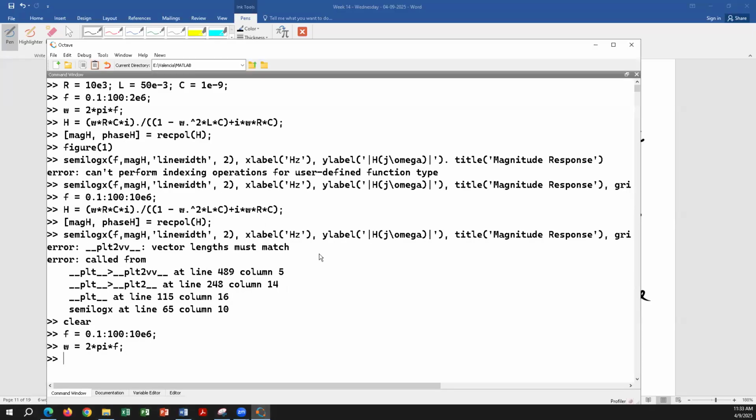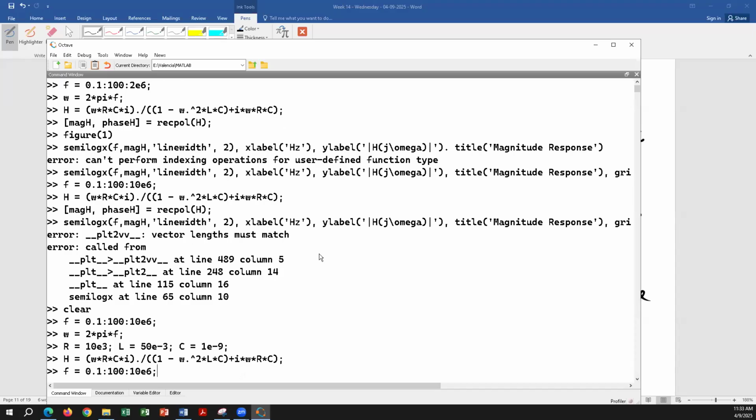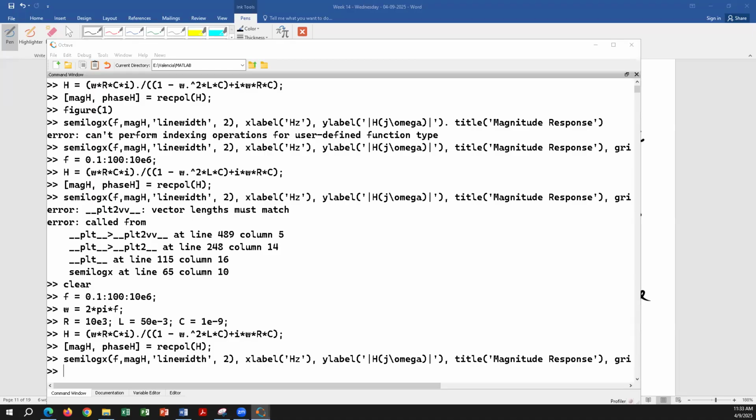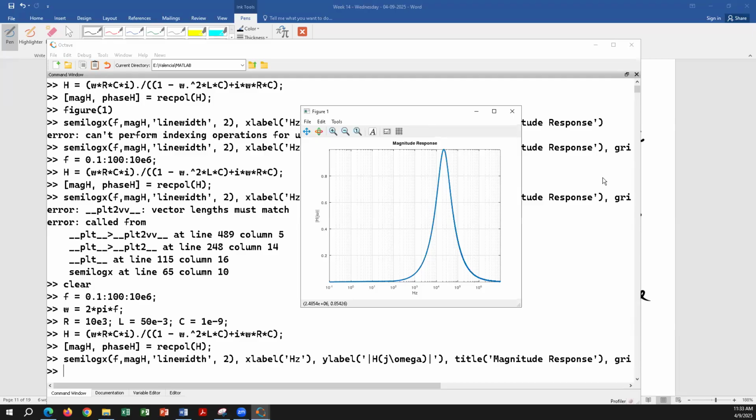And then r is this. Is magnitude. And then semi-log. So this is my plot for the magnitude response.